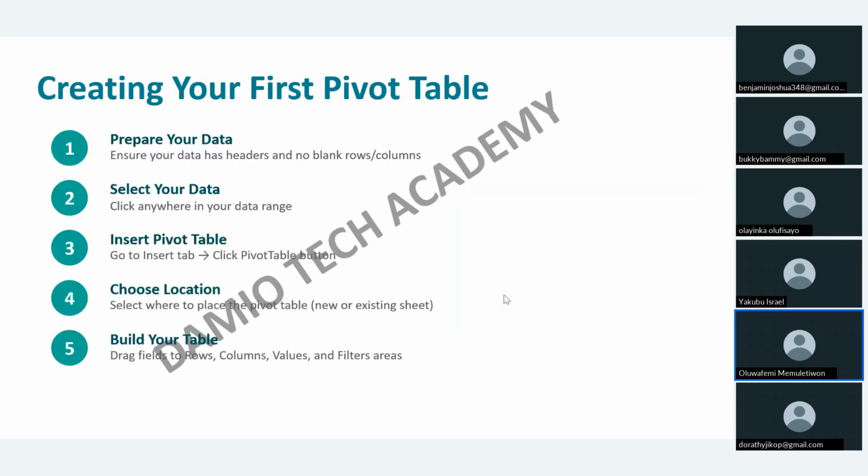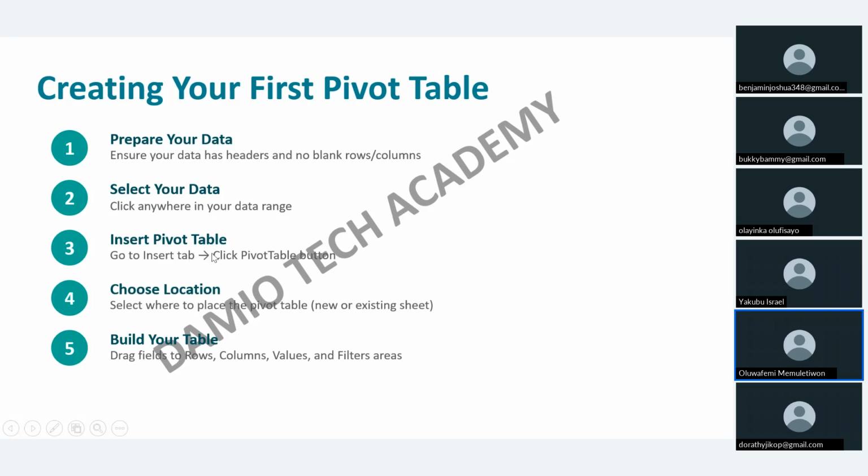So these are the steps to create your pivot table. You can also go through the Excel sheets that I sent to the group chat, which we will be working with tomorrow. In creating your pivot table, you prepare your data, you select your data, and you click anywhere in your data range. Then you insert the pivot table.